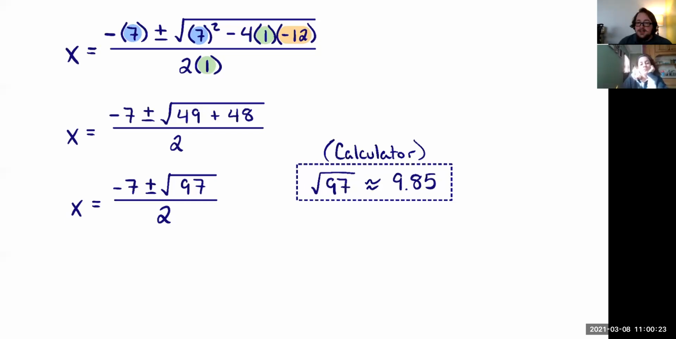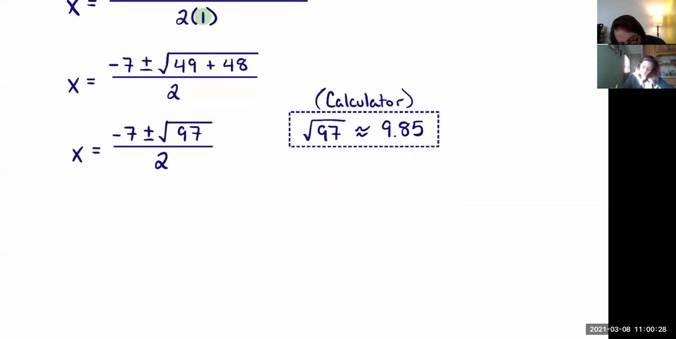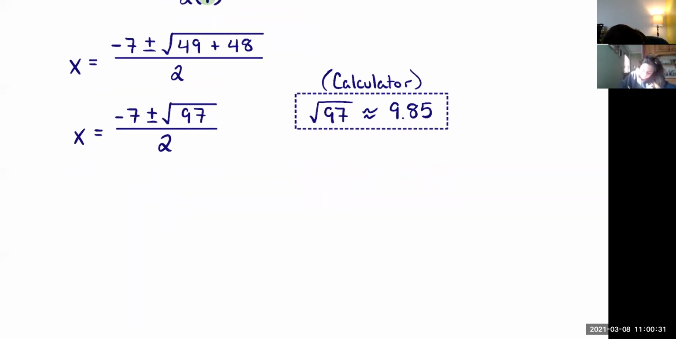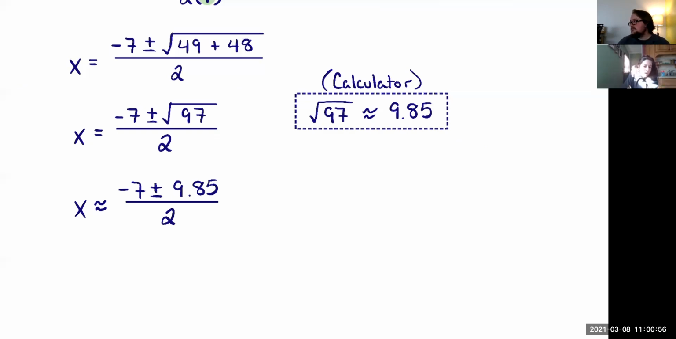But what that allows me to do now is anywhere there's a square root of 97, I can replace it with the approximate value of 9.85. So now I'm at the situation where I can say that x is approximately -7 plus or minus 9.85, still all over 2. Notice the sign change. It's no longer an equal sign. It's a little approximation sign. Because as soon as you start rounding, you're no longer dealing with exact answers. You're dealing with close answers.